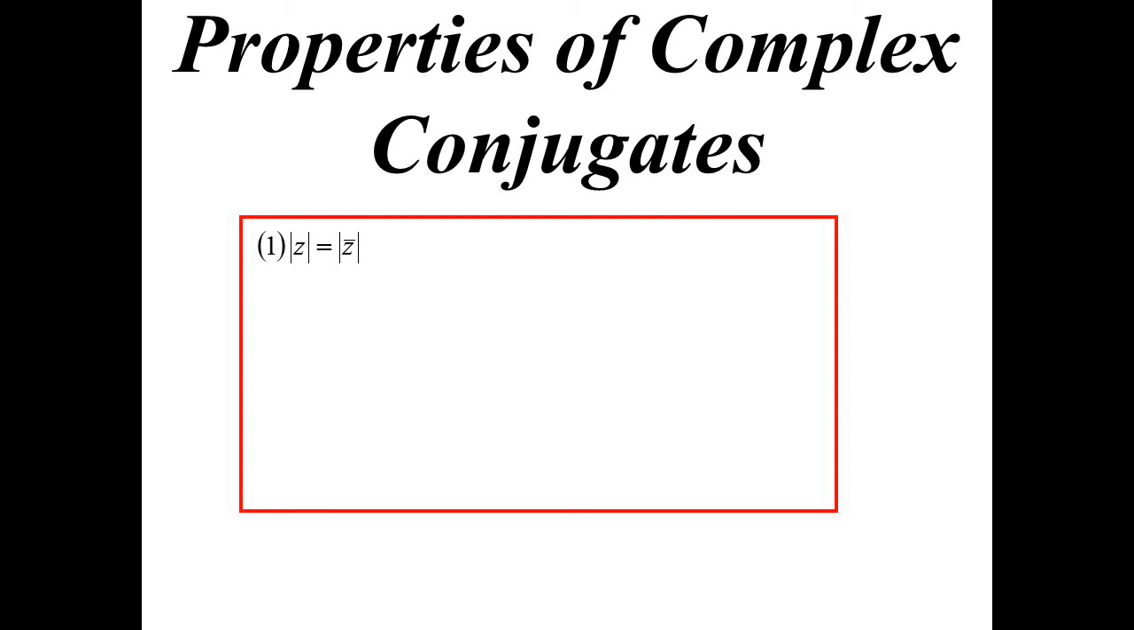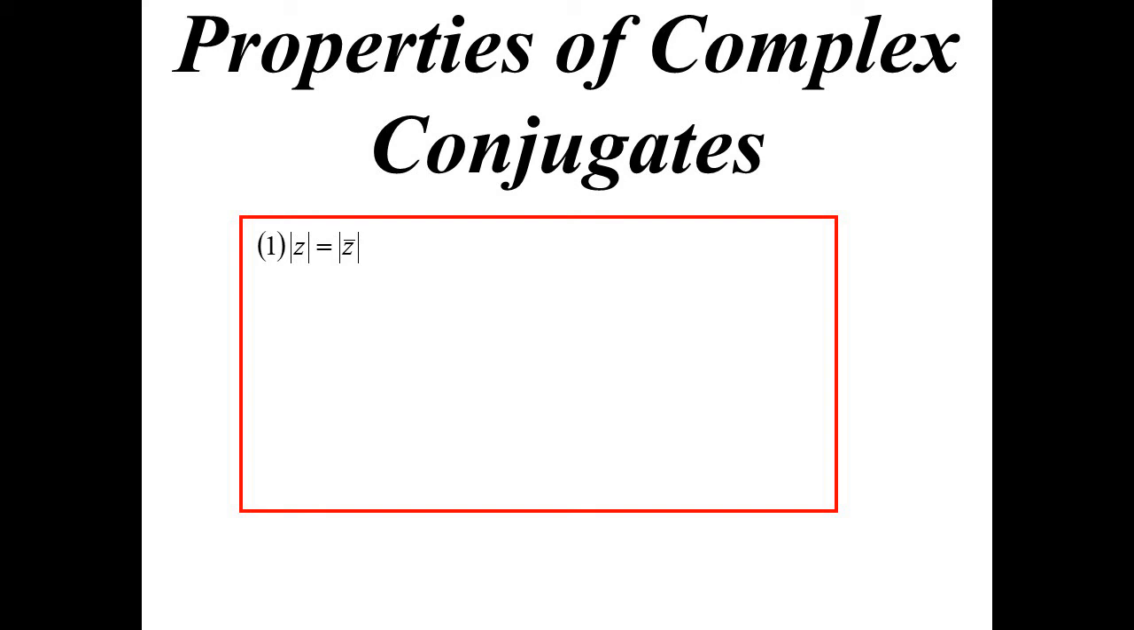Just looking at some properties of playing with the conjugates. So some of these we've seen already. Some of these will just make sense. The first one's one of those. The modulus of a complex number must be the same as the modulus of its conjugate.